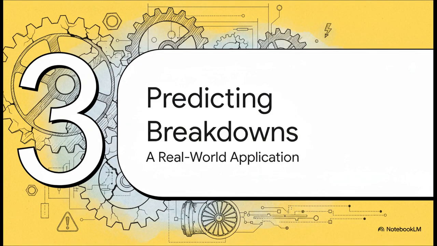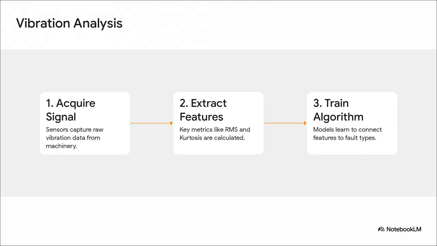Okay, so this is all cool stuff in theory, but where does the rubber really meet the road? Let's look at a super high-stakes, real-world example: how these exact same algorithms are being used to predict when a critical piece of machinery is about to break down, literally preventing disasters before they even have a chance to happen. It all starts with what we call a pipeline.